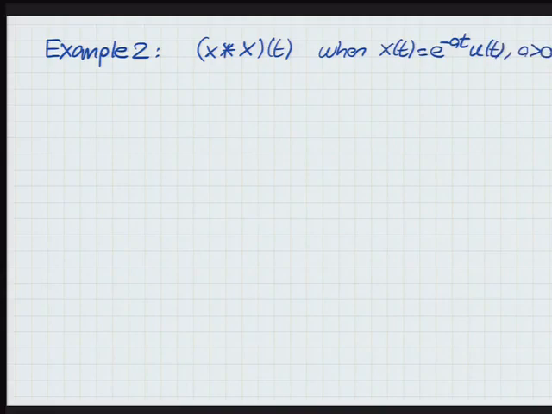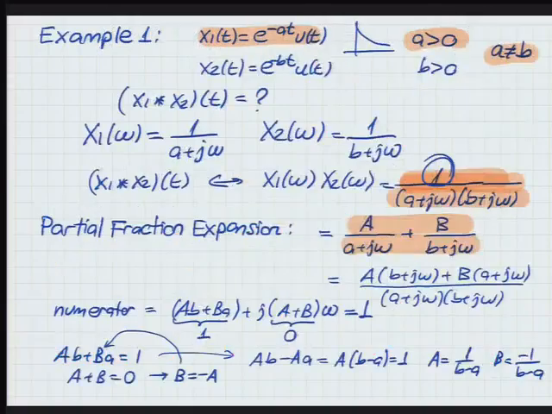Okay? Why is this sort of the same as example 1? It's actually a special case of example 1 that we did not allow. Let me go back to example 1. We have e to the negative at, e to the negative bt. I said a and b are different, right? If a and b were the same, we will get into trouble when doing the partial fraction expansion. Okay? So now, I'm taking a and b to be the same, basically.